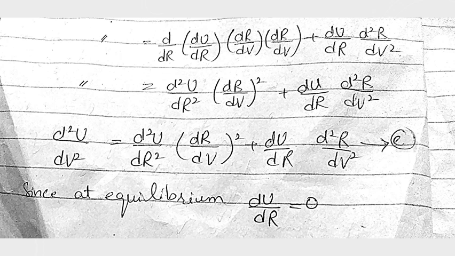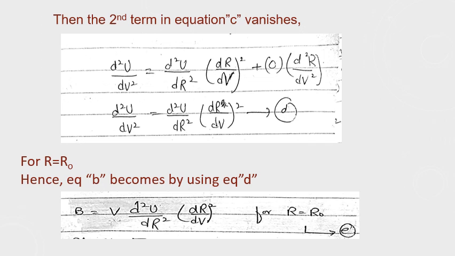Since at equilibrium dU over dr is zero, the second term in equation C vanishes. That gives equation D for r is equal to r naught. Then equation B becomes, by using equation D, B is equal to V into d square U over dr square into dr over dV whole square. This is equation E.